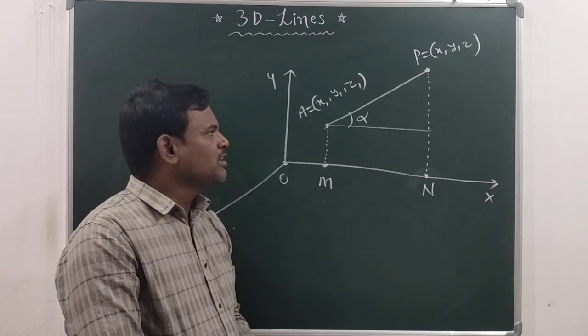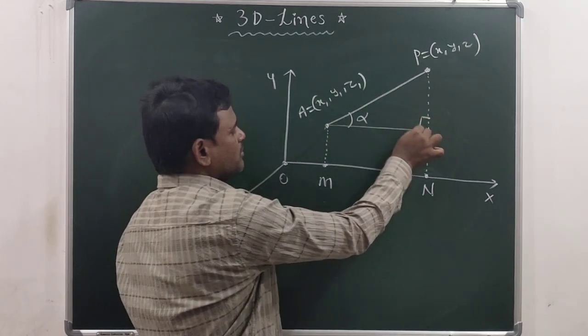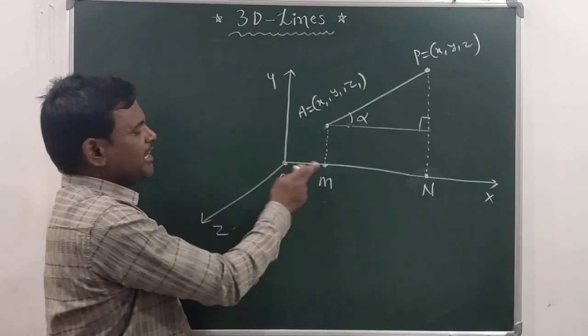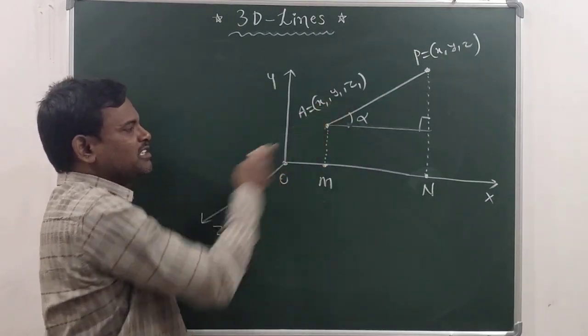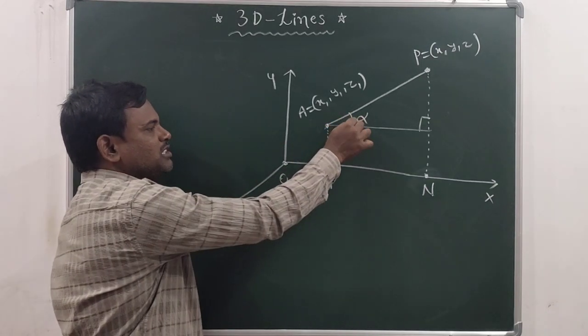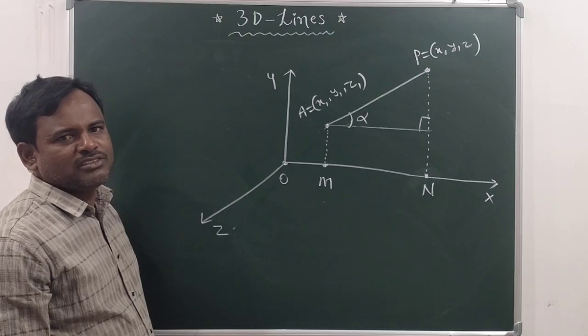Okay students, here one right angle triangle is formed. That inclination is equal to this angle. This line and this line both are parallel, and this will be a transversal. Hence this inclination is equal to this angle. Are you getting me students?